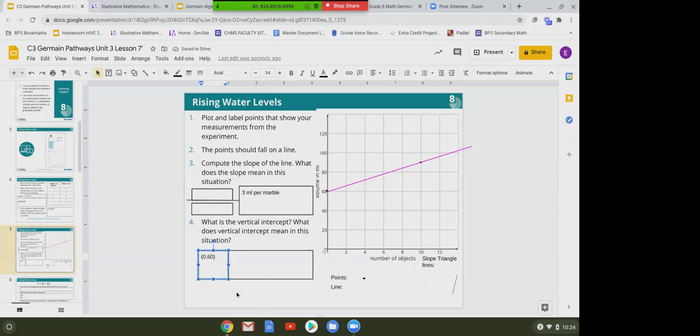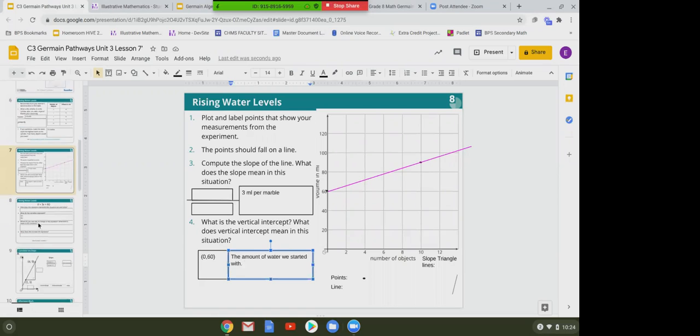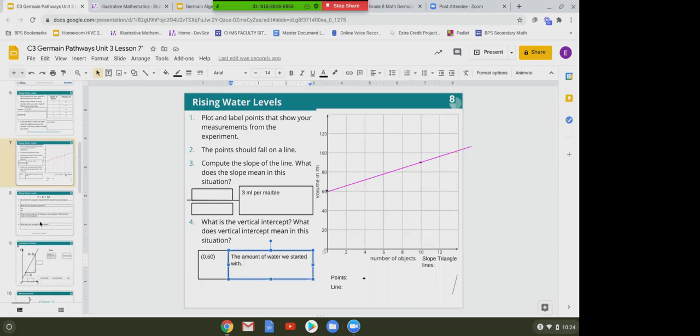And what does it represent in our story? It represents the amount of water we started with in our graduated cylinder. Okay. Awesome, awesome job, my friends. Very, very good. So we have about 2 more minutes of class right now.